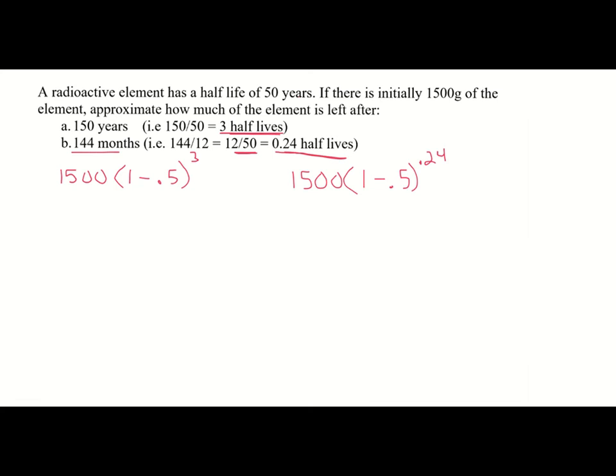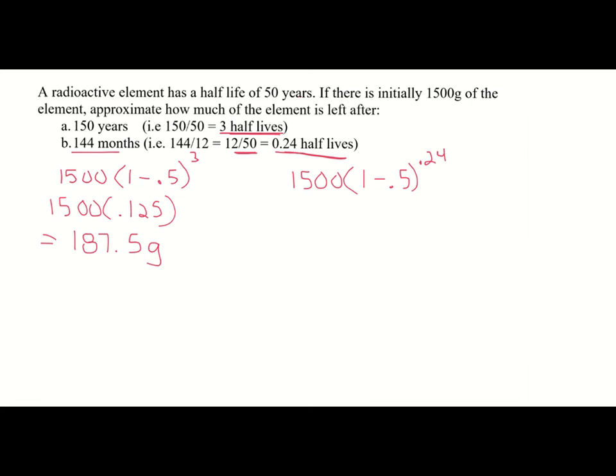So 1,500, or let's do 5/10 raised to the third power, because 1 minus 5/10 is 5/10. And then times 1,500. Okay, so we have 1,500 times 0.125. And then when we multiply that together, we get 187.5 grams of the element left after 150 years.